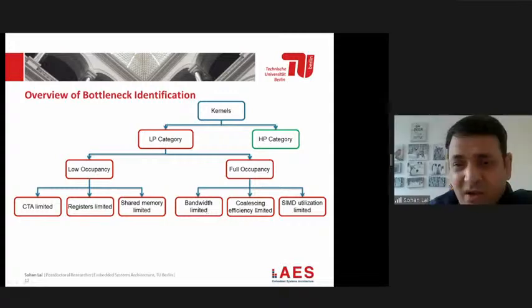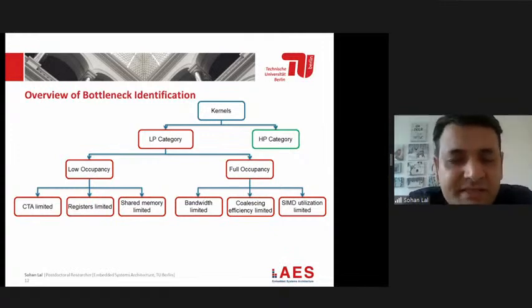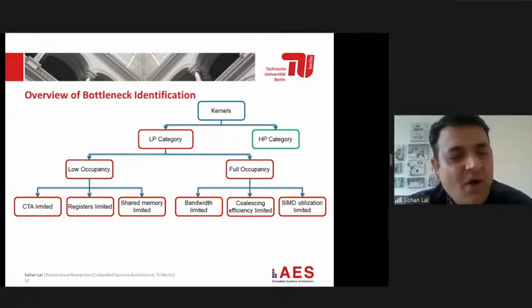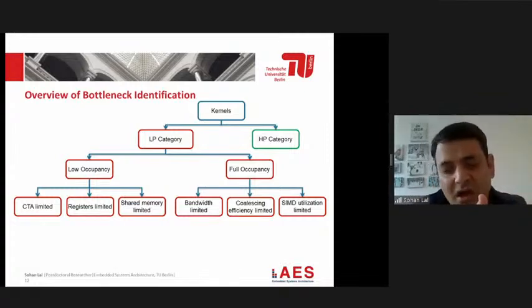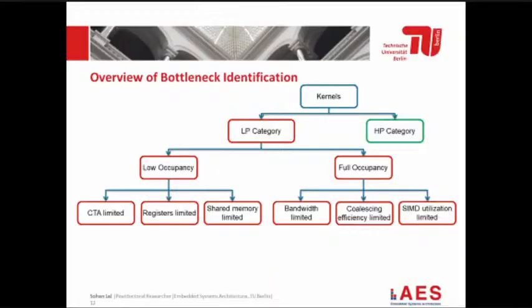What is coalescing efficiency in GPUs? As I said, GPUs follow a single instruction, multiple data execution model, and there is a group of threads known as a warp, and a warp usually consists of, let's say, 32 threads. They always execute the same instruction on different data elements. Assume that each thread requires 4 bytes of data from the memory.